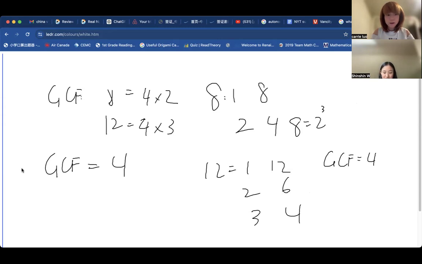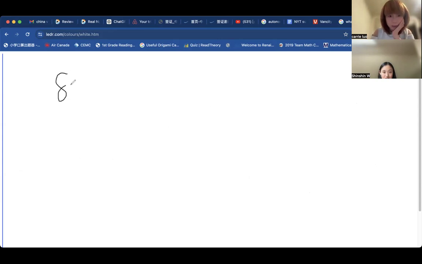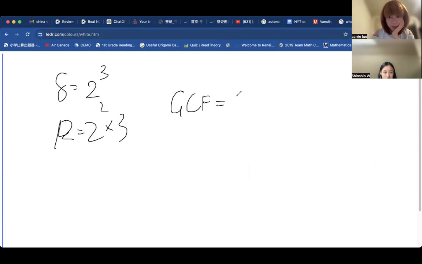Is GCF just the shared primes multiplied? 8 equals 2 cubed and 12 equals 2 squared times 3. So that's why the GCF equals 2 squared, because they both have 2 squared in them. And if they both have 2 squared and 7, then it'd just be 28 because it's 2 squared times 7.